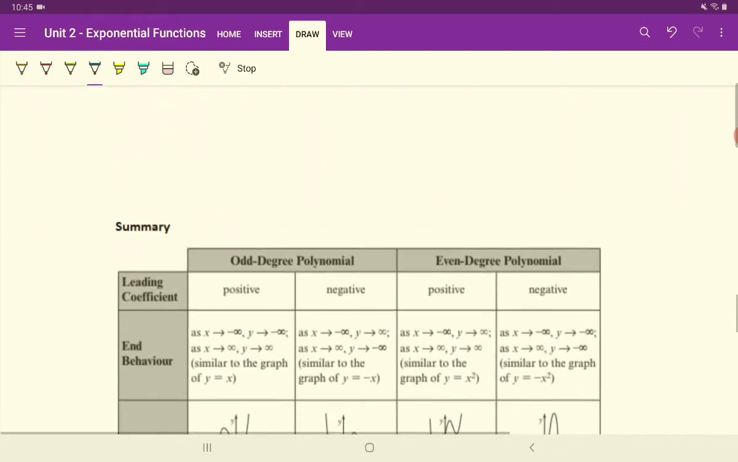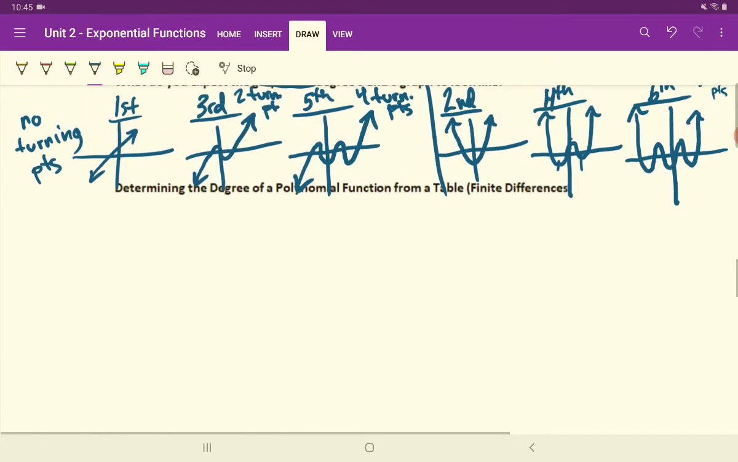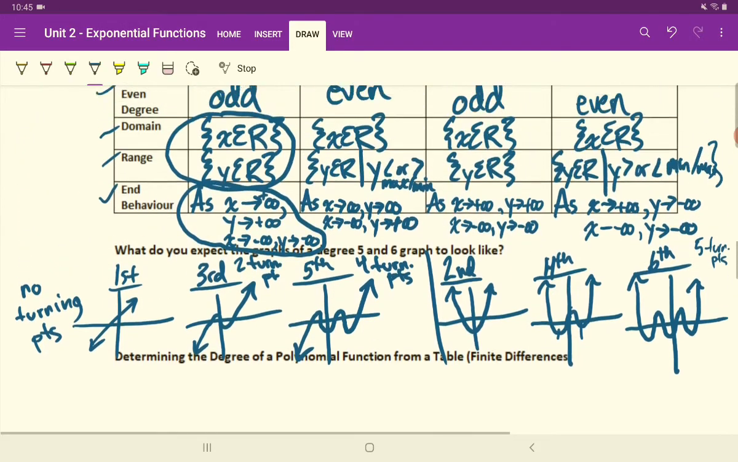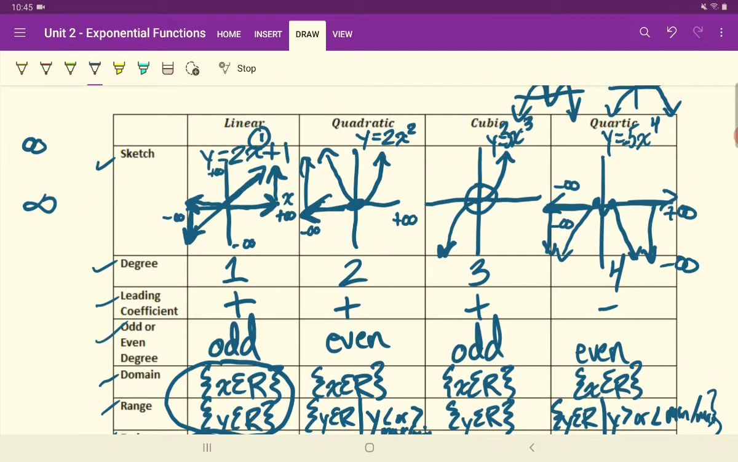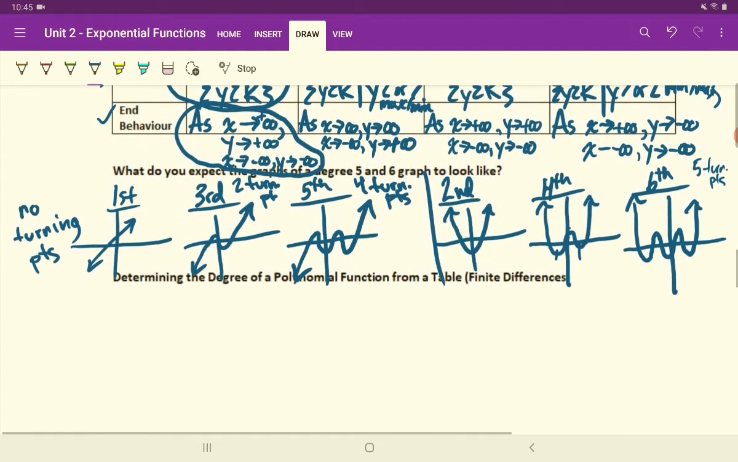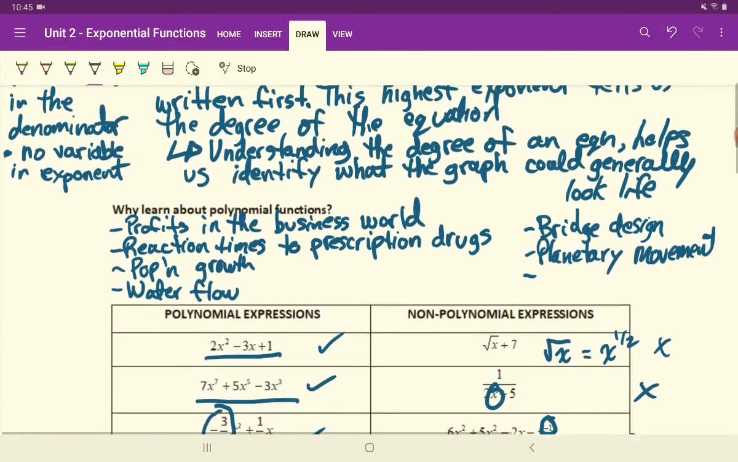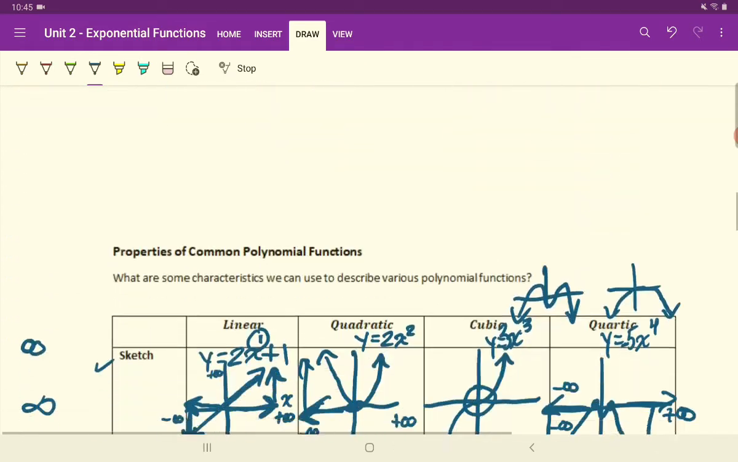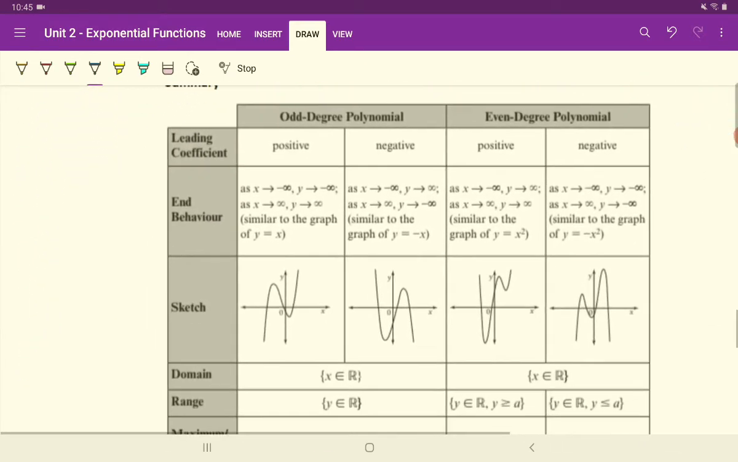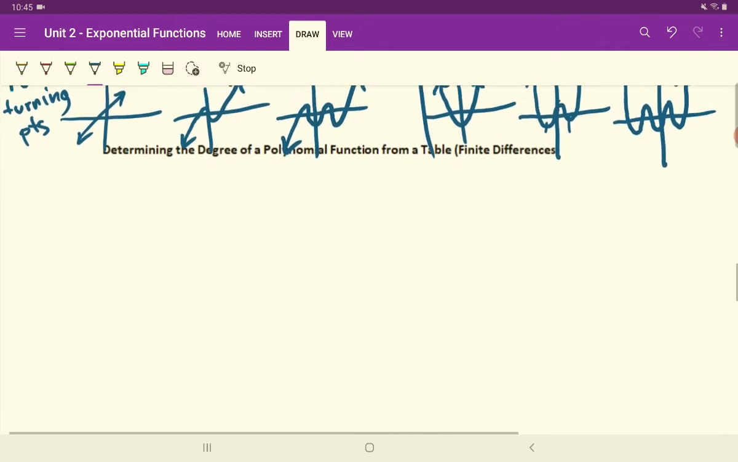Last thing here before we summarize is we're going to be determining the degree of a polynomial function just from a table of values. So far we've looked at how to determine one from a graph. We've looked at the graphs of some different polynomial functions. We've looked at equations as well. So all the way at the top here, we looked at what constitutes a polynomial function just by looking at the equation. But what about a table of values?